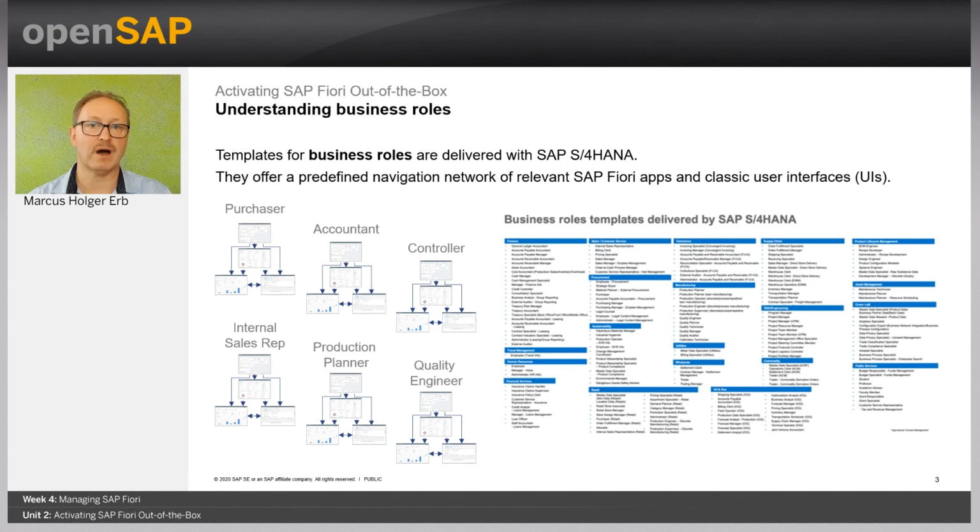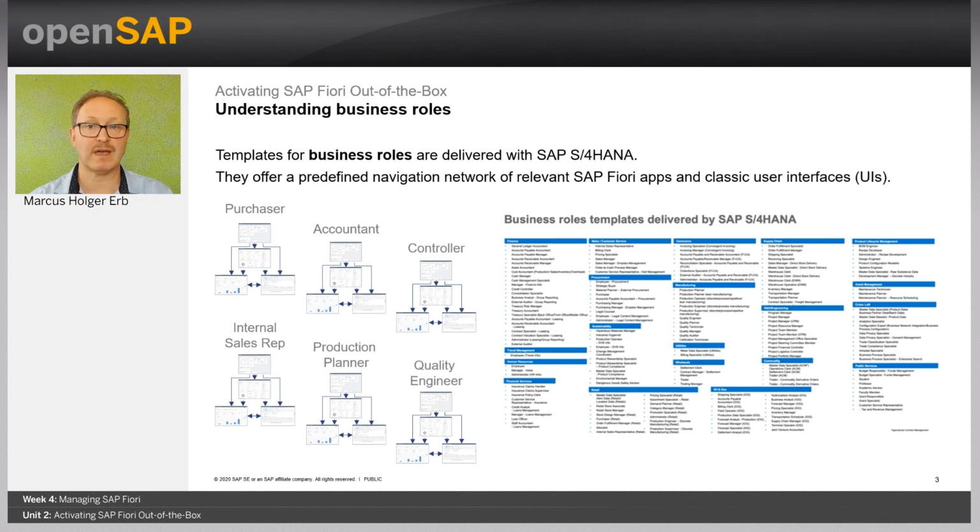This is why SAP S/4HANA solutions are delivered with several hundred business role templates. Each business role template is based on a real-world business role, such as a purchaser, general ledger accountant, maintenance technician, or others. The business role template delivers a predefined navigation network of SAP Fiori apps and classic user interfaces relevant to that role. So, the business role contains not just the apps and UIs, but also the mappings between them, and the parameters that should be passed as you navigate from one app to the next.